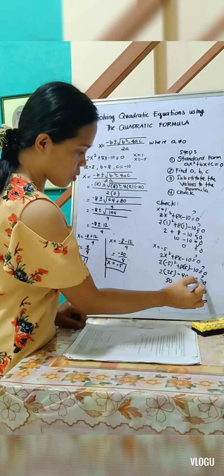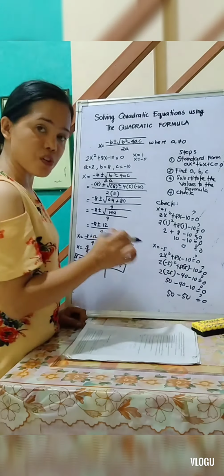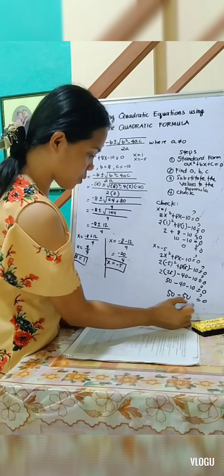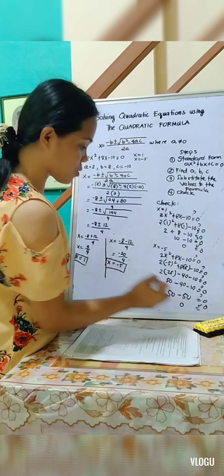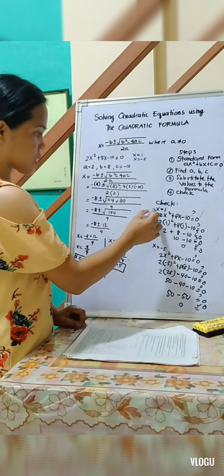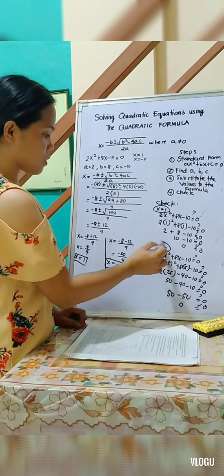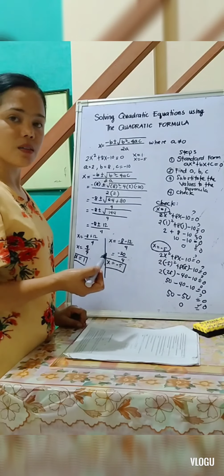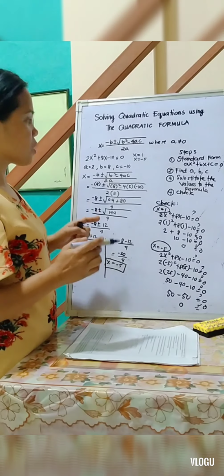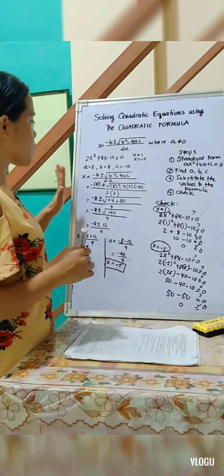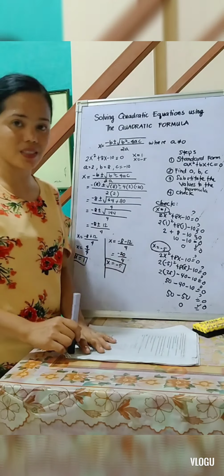That makes 0 equals 0. 50 minus 50 is 0, so 0 is indeed equal to 0. So, again, x equals 1 and x equals negative 5 are the correct roots of our quadratic equation 2x squared plus 8x minus 10 equals 0.